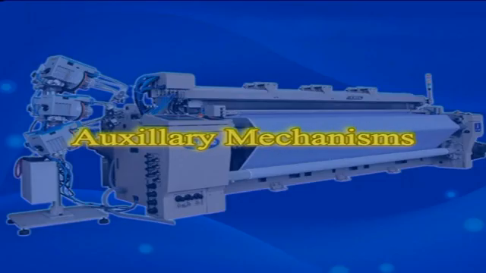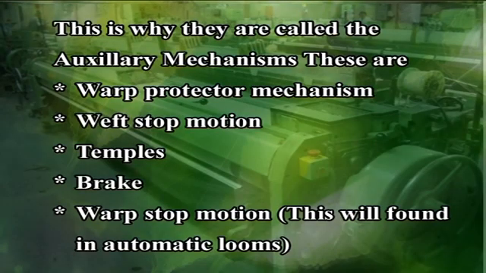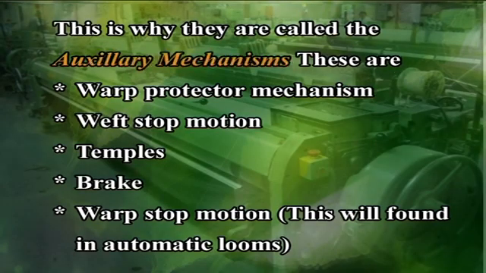Coming to the auxiliary mechanisms involved in the power loom, to get high productivity and good quality of fabric, additional mechanisms called auxiliary mechanisms are added to a power loom. The auxiliary mechanisms are useful but not absolutely essential. This is why they are called auxiliary mechanisms.